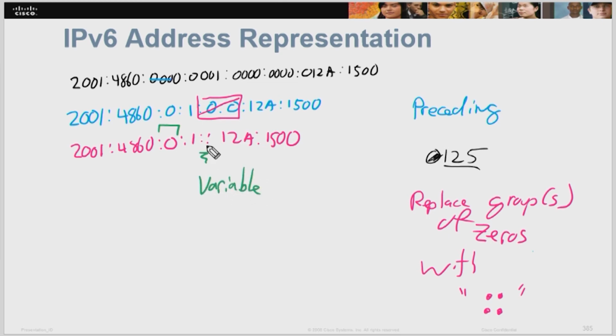Now that we go back and we look at this, this double colon is that variable. You can only have one variable. What I could not do is remove this 0 and have two double colons. If they're variables, how do I know how many zeros to put in each one? So you can't have two double colons in an address. You can only have one. And the most efficient way to represent this is right there. IPv6, efficient representation.